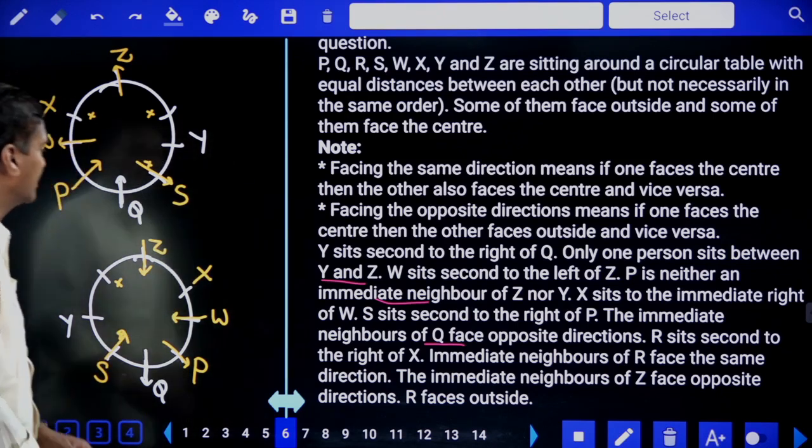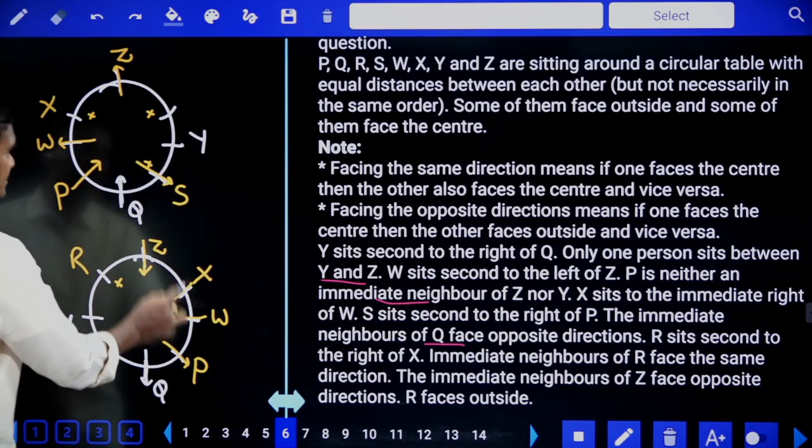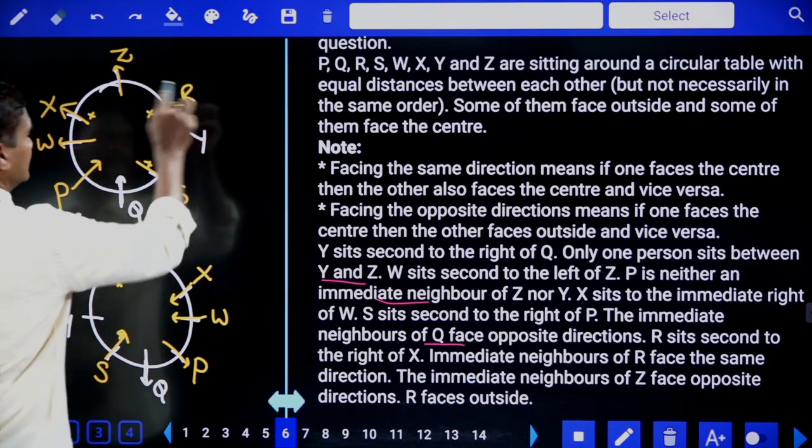R sits second to the right of X. R seated second to the right of X. X is facing the center. R sits second to the right of X. X is away. R will be at this place.